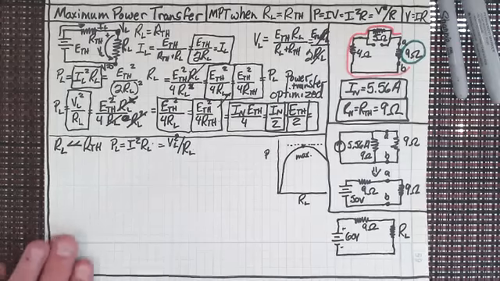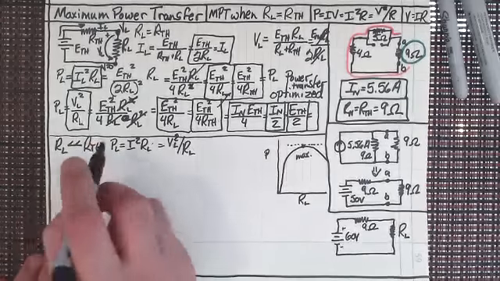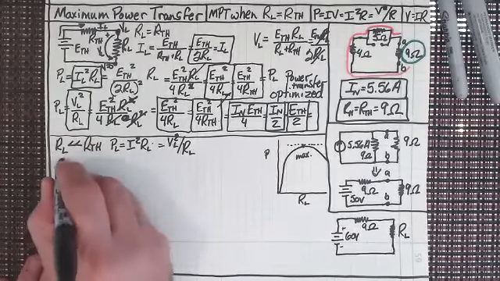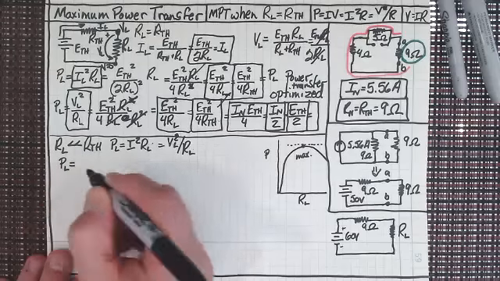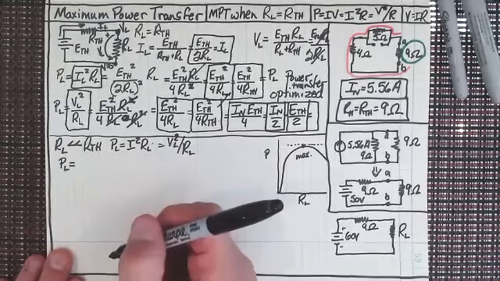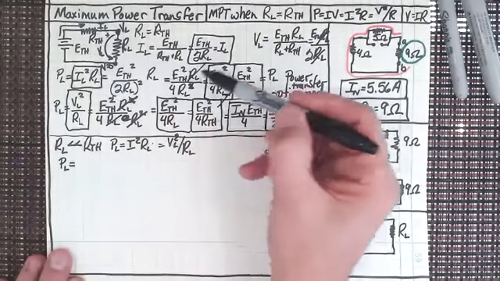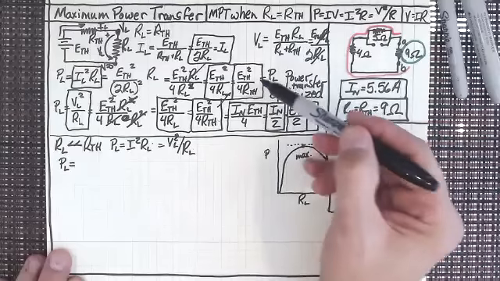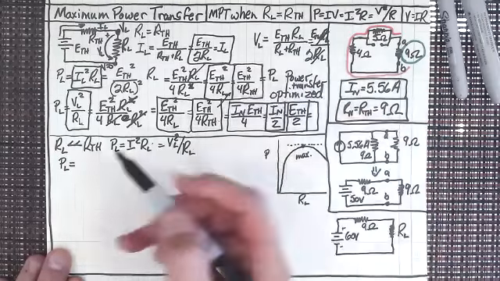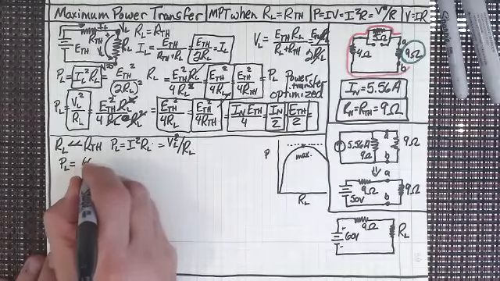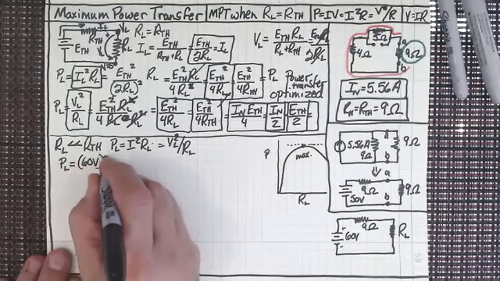So first we have to come up with a power equation in terms of R sub L. Now we know that that's going to be I squared R L, and irrespective of what we get here, it's going to be the same. So let's use E sub TH, that would be 60 volts squared.